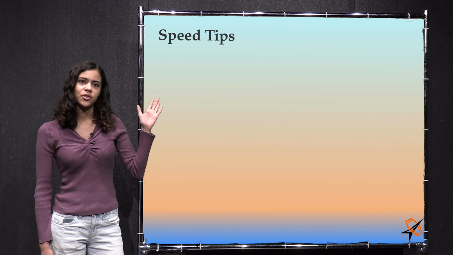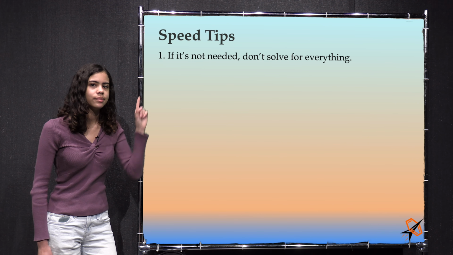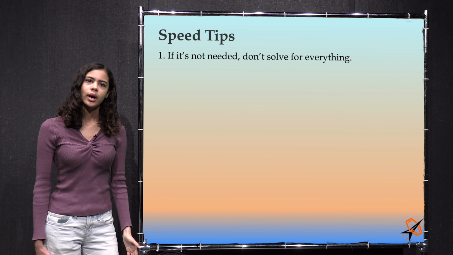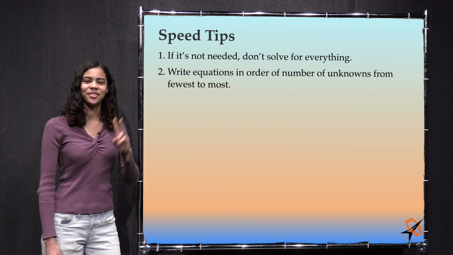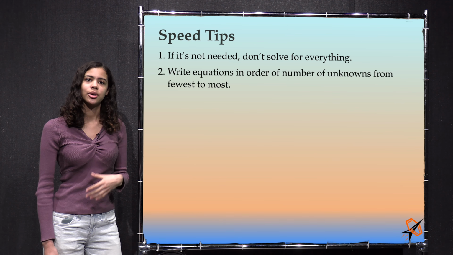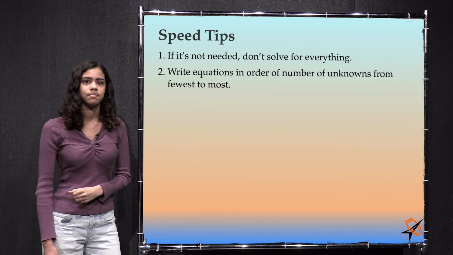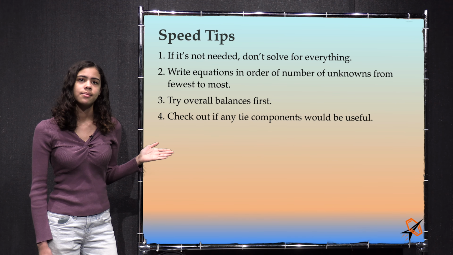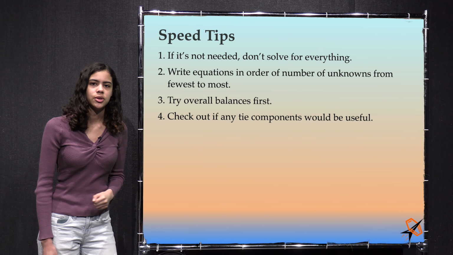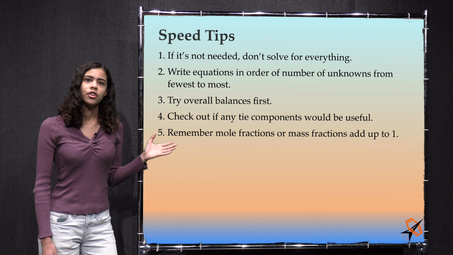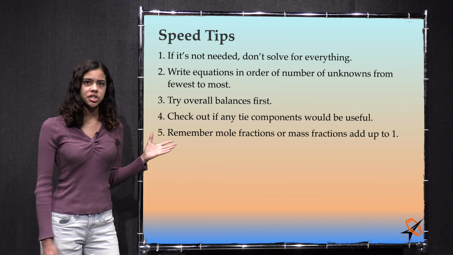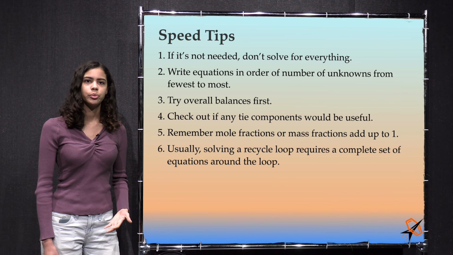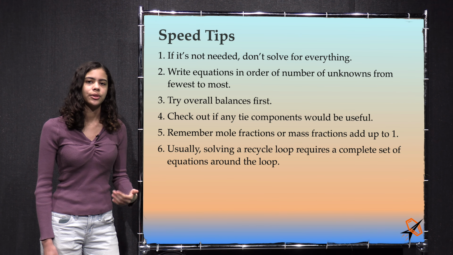Here are some speed tips for solving problems quickly. 1. If it's not needed, don't solve for everything. Just solve for the minimum required for the answers. 2. Write equations in order of number of unknowns from fewest to most. 3. Try overall balances first. 4. Check out if any tie components would be useful. 5. Remember that mole fractions or mass fractions add up to 1. 6. Usually, solving a recycle loop requires a complete set of equations around the loop.